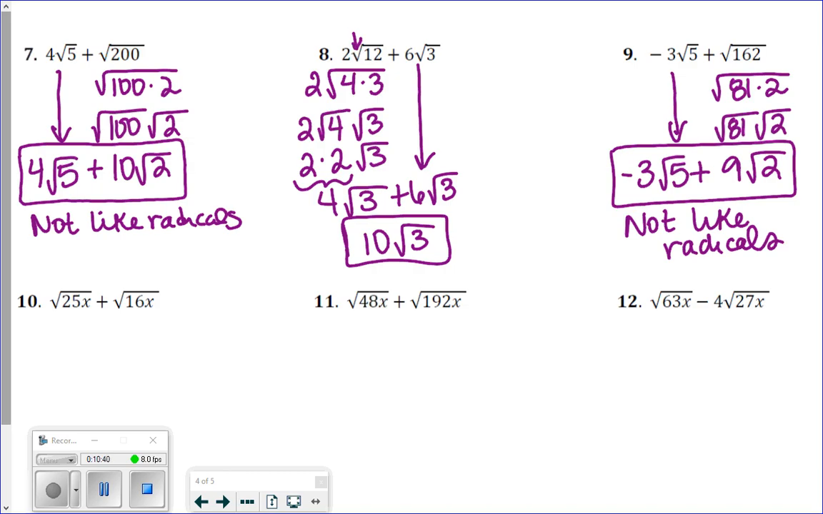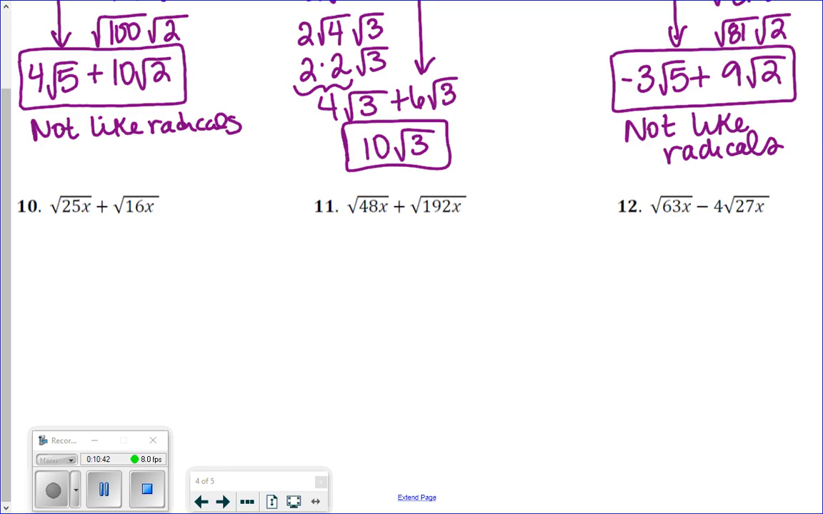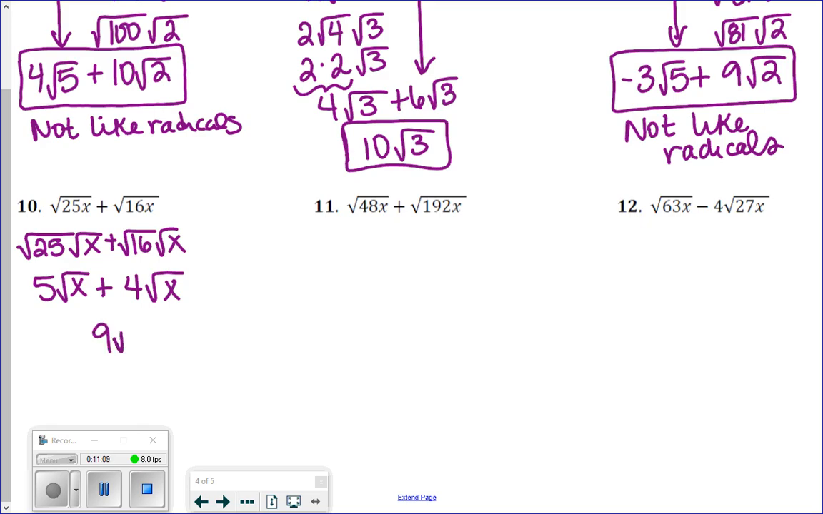On number 10, we just continue the process here. We're going to separate this out because I know 25 is a perfect square, but just a regular x is not. So that leaves me with 5 square root of x. On the other side, very similarly, I can separate out the square root of 16 and the square root of x. And that gives me 4 square root of x. And then I ask myself if these are a match, and they are. And I can write that as 9 square root of x.